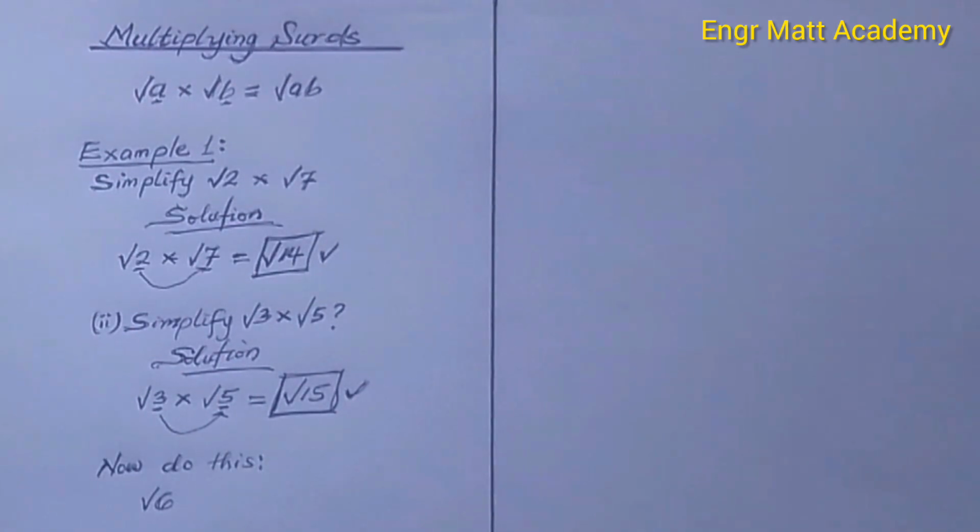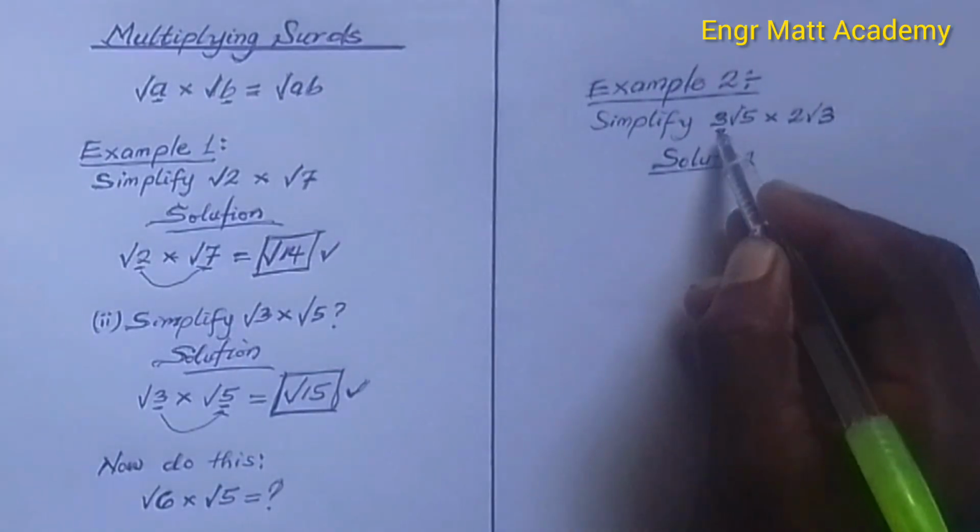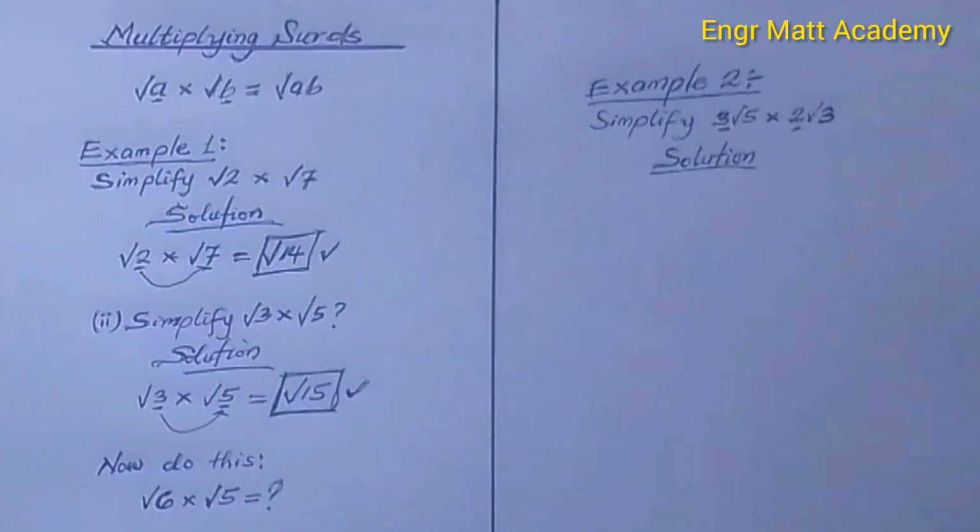Now before we move to example 2, do this. Root 6 times root 5. Drop your answer in the comments. Now let's go over to example 2. What if the surds we are multiplying have coefficients like this, 3 and 2? Let us see how the solution will be.